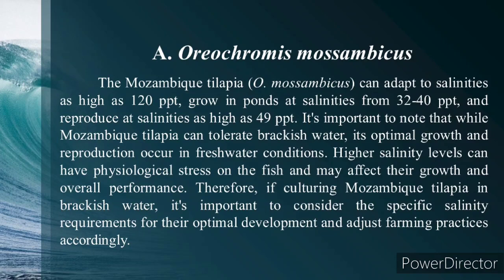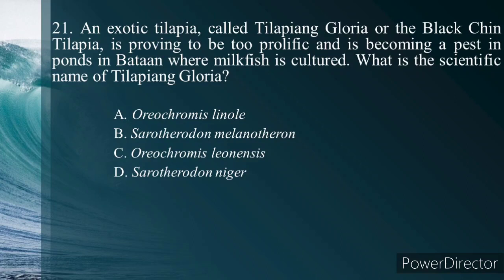Number 21. An exotic tilapia, called Tilapia gloria or the black chin tilapia, is proving to be too prolific and is becoming a pest in ponds in Bataan where milkfish is cultured. What is the scientific name of Tilapia gloria? A. Oreochromis linoli. B. Sarotherodon melanotheron. C. Oreochromis leonensis. D. Sarotherodon niger. 1, 2, 3. The answer is B.